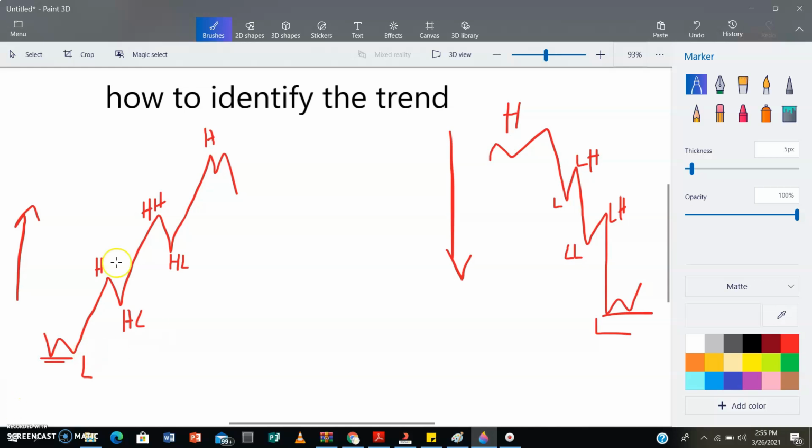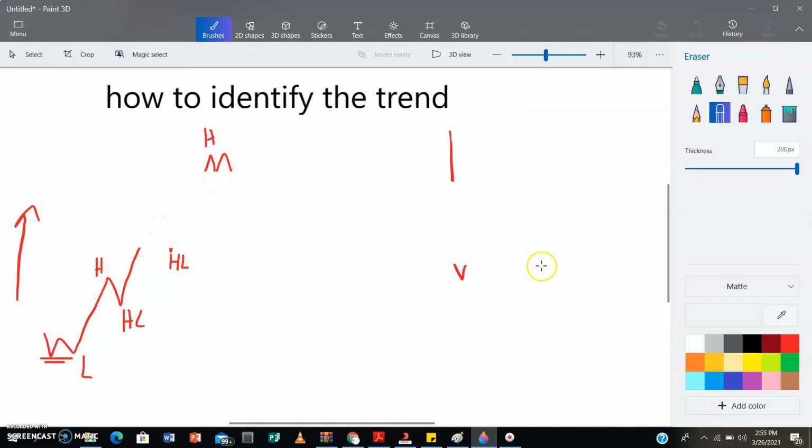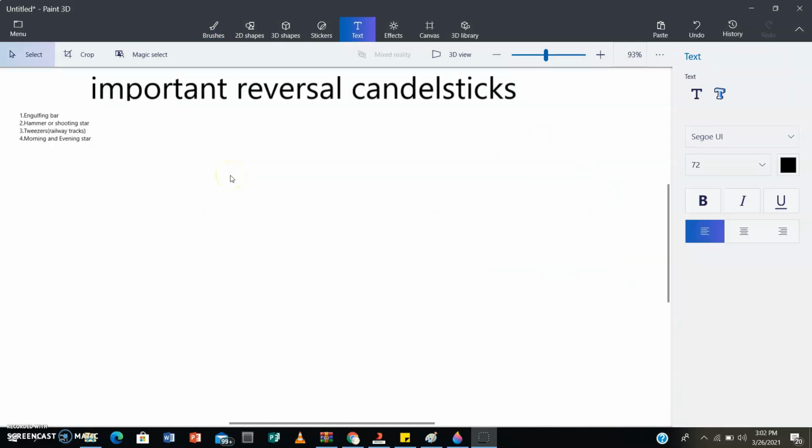Okay, so now let's talk about the candlesticks that are important. Yes, so the important reversal candlesticks that we're going to talk about today, I mean by just 4. There are so many of them. We'll continue in other videos, right? But the 4 important ones that I'm going to discuss today are going to be the engulfing bar. We're going to have the shooting star and the hammer. We're going to have the tweezers, and we are going to discuss the morning star and the evening star. Okay.